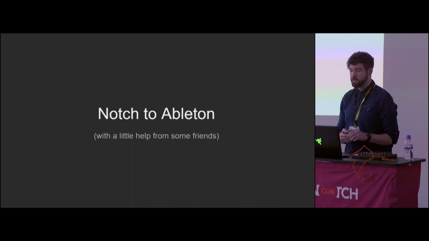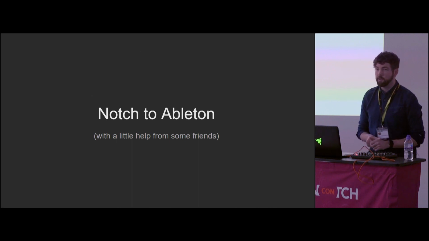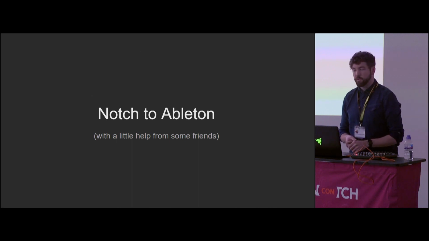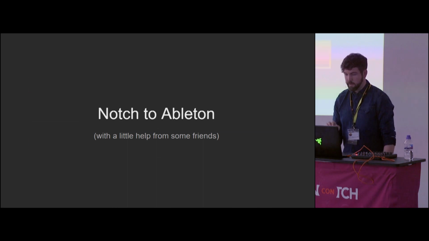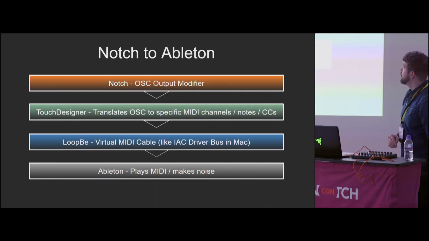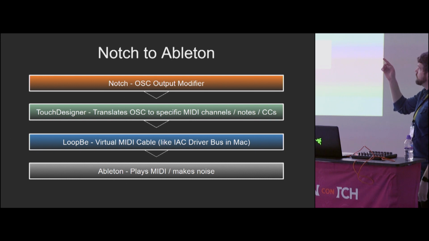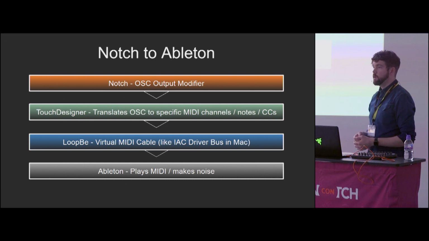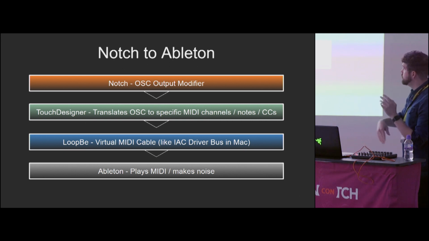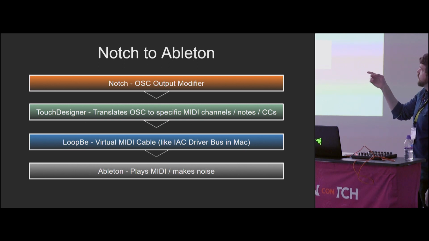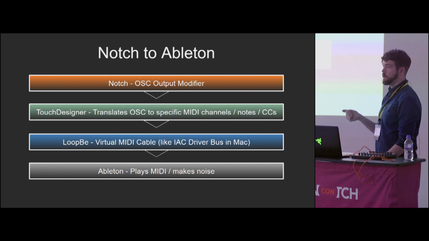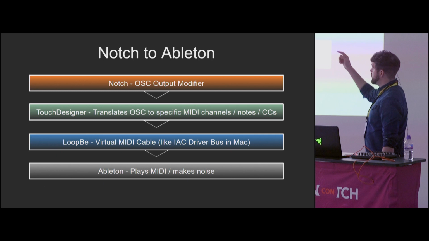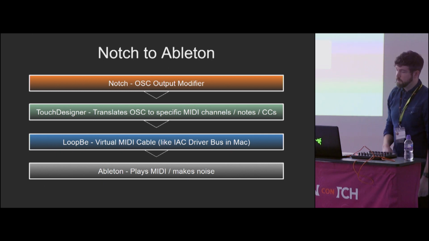But first, we need to see how we can get Notch talking to Ableton. Currently, Notch doesn't have MIDI out, so I've been opting for OSC out and then translating things a bit. This is my kind of flowchart for that. I go Notch OSC output modifier to TouchDesigner, which then translates the OSC to MIDI channels, whatever channel, note, or CC you want. Then I use a virtual MIDI cable called LoopBe. There's a bunch out there right now. If you've used the IAC driver bus on Mac, it's very similar. Then basically that virtual MIDI cable pipes down to Ableton to play the music.